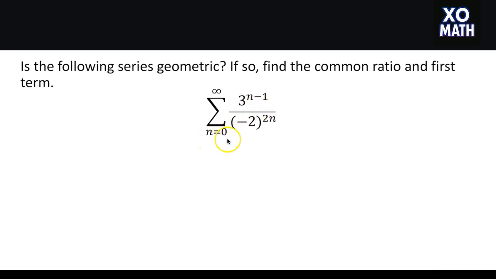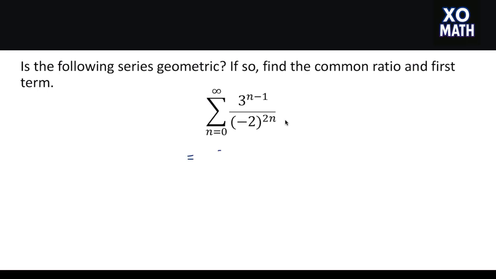Here we have the sum of n equals 0 to infinity of ((3 to the n minus 1) over -2), all raised to the 2n. So here, can we rewrite this so it looks like ar to the n? Well, at least we have some exponentials. So we have a number in the base and n up in the exponent, a number in the base, something involving n in the exponent. So let's start to try to rewrite this.